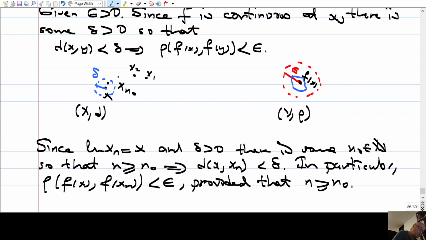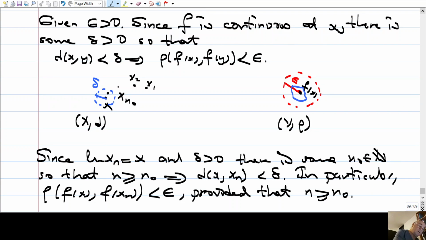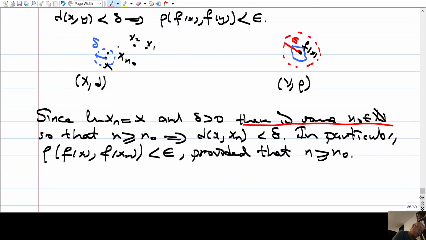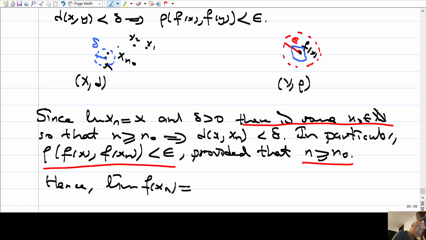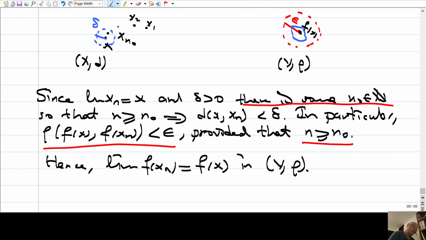Provided that n is larger than n0. So what have we done? Given epsilon positive, I found some n0 so that n larger than n0 implies this distance is less than epsilon. This implies what? Hence, the limit of f of xn is equal to f of x0, in the metric space Y with rho. So this finishes the if direction.